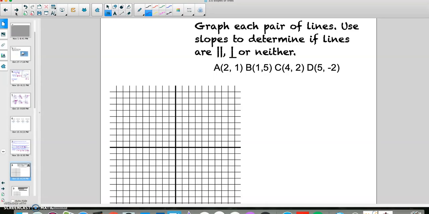How do you prove something's a square? Well, the lines have to be parallel, right? Okay, so we're going to go ahead and plot these. Over 2 up 1 is point A. Over 1 up 5 is B. Over 2 is C. Over 5 down negative 2 is D.